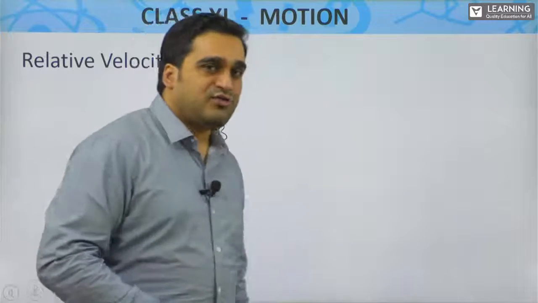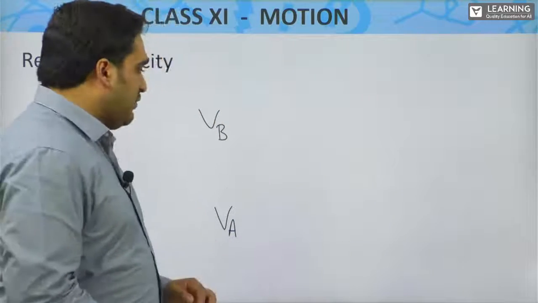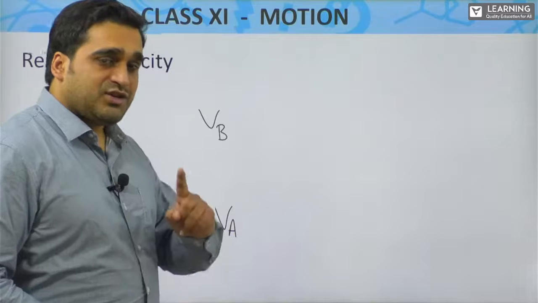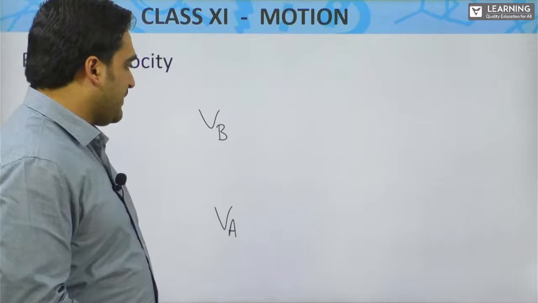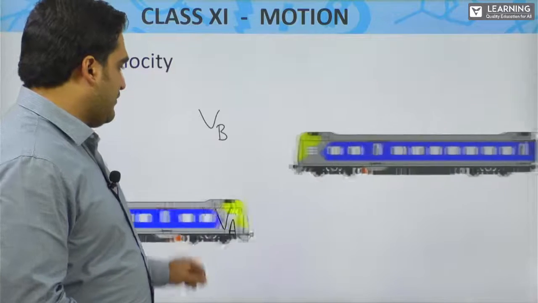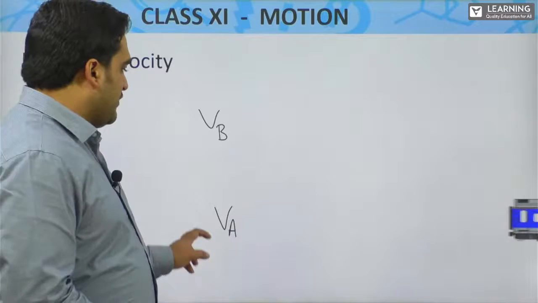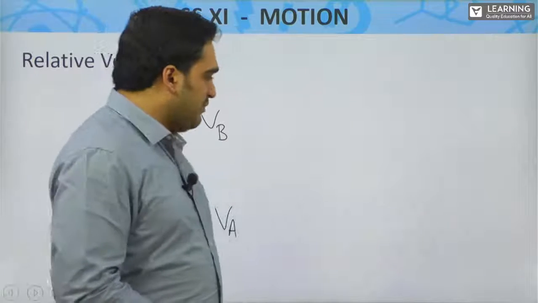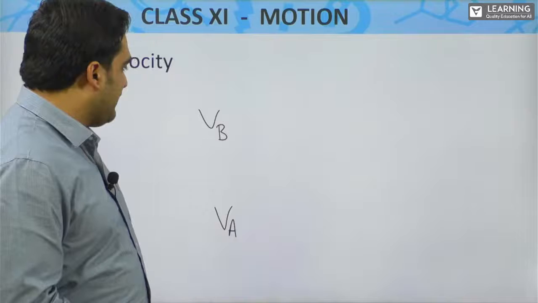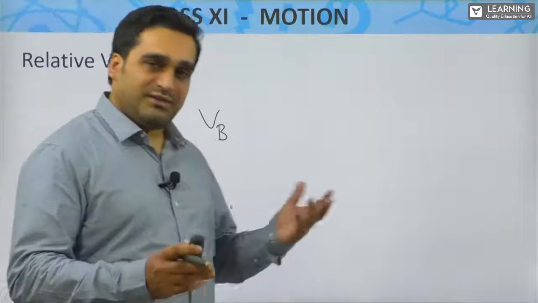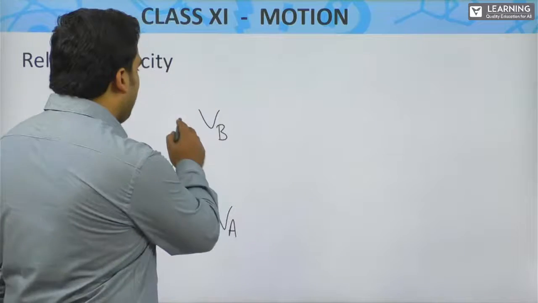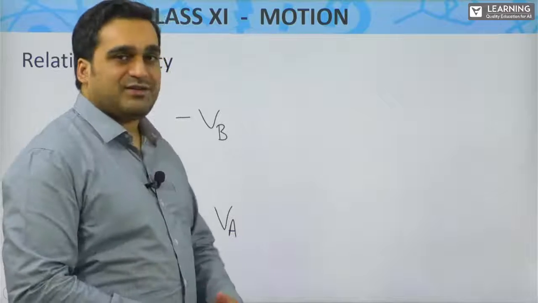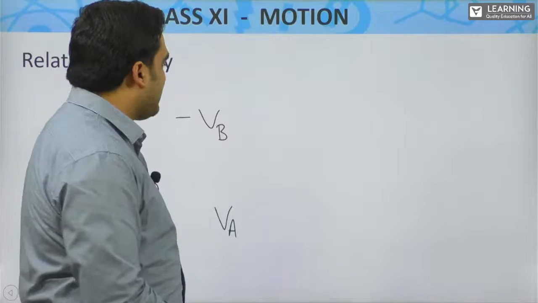Have a look at the two trains. Identify the one which moves in a negative direction and the one in a positive direction. There you go. So train A is moving in the positive direction. Train B is moving in the negative direction. Okay, let's say train B is moving in a negative direction.